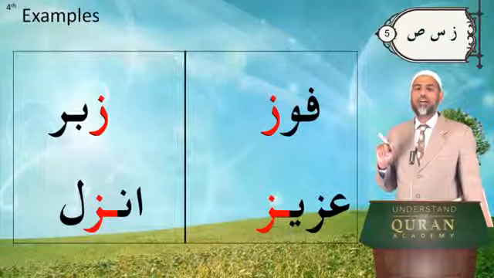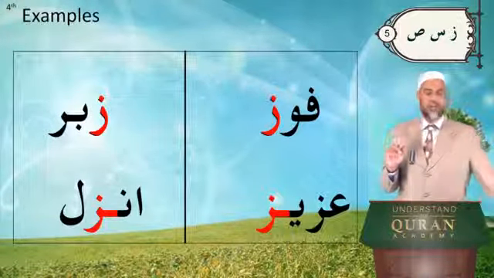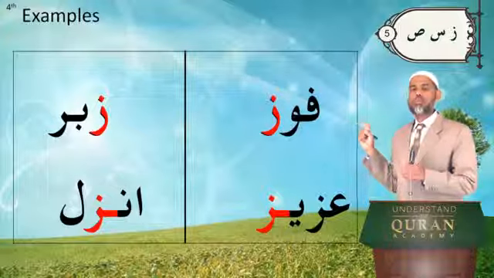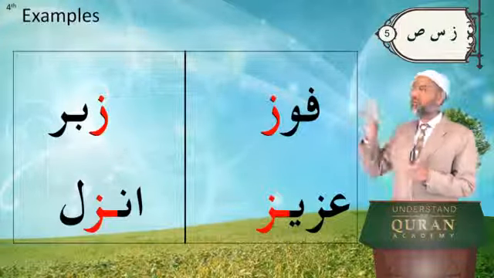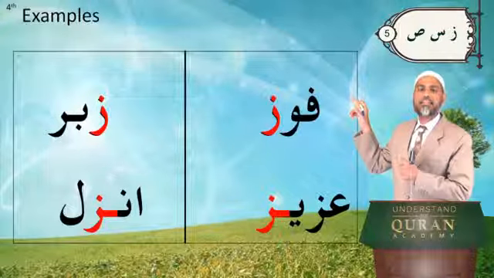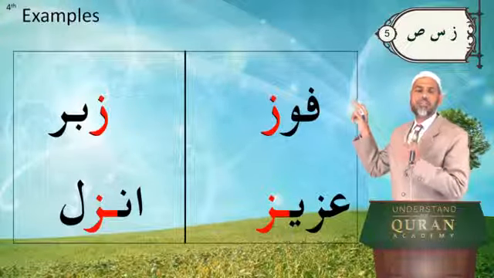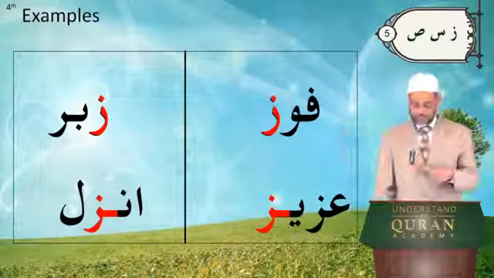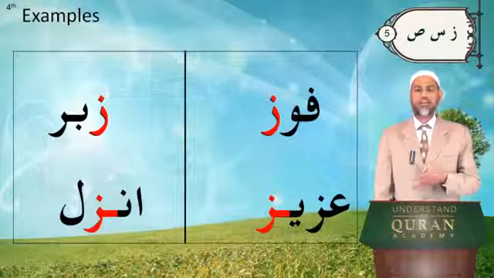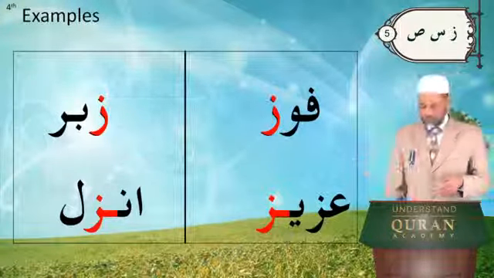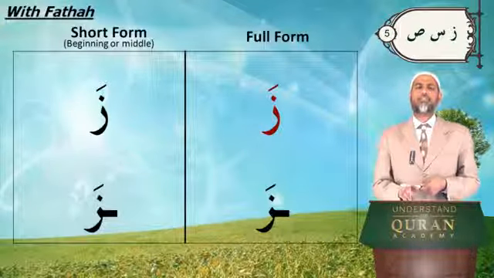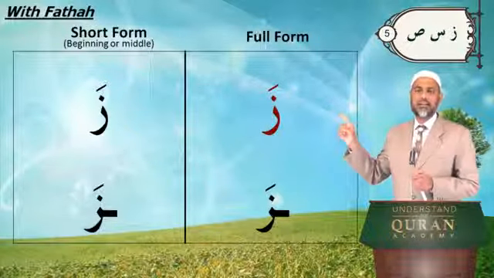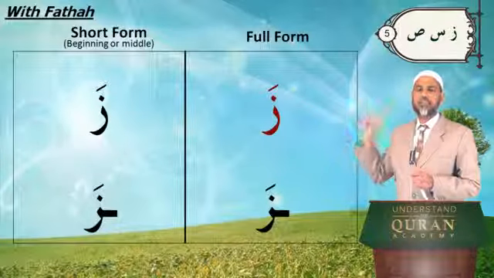Okay, so here we have the examples of the letter za in its full form and the short form, and also with connectors before it. Full form always occurs at the end of the word, and short form in the beginning. Here both are the same, and connectors with connectors can always occur at the end or in between. Let's practice the letter za with fatha. Can you say? It's very simple. Za, za, za, za.